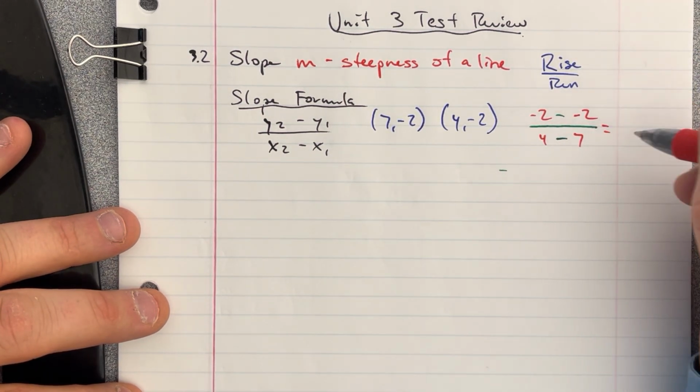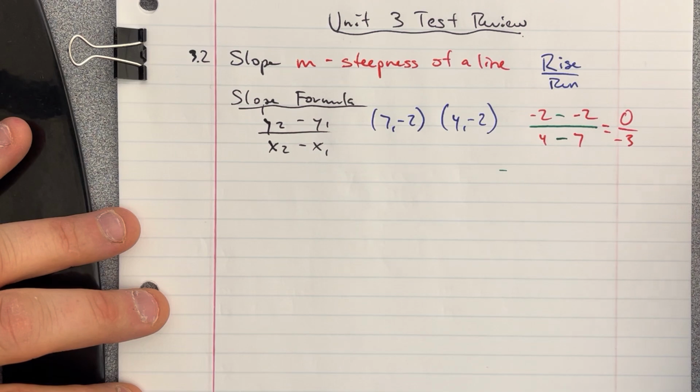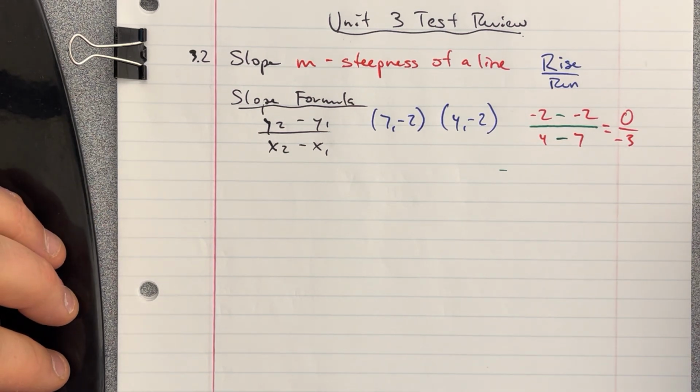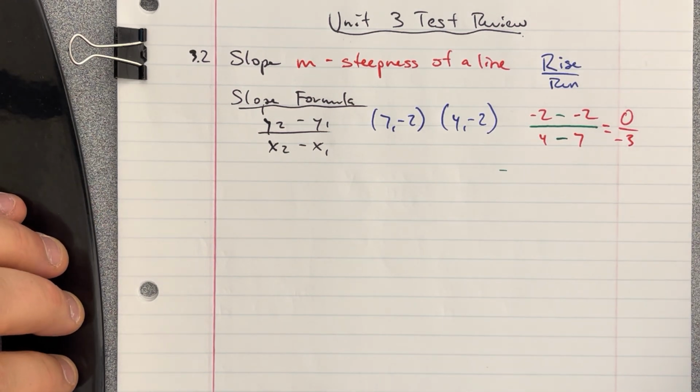So if I calculate here, -2 minus -2, that's 0, and then 4 minus 7 is -3, so 0 over -3. So this information has a rise of 0 and a run of -3, so I'm just going over 3 times to the left and not going up. So this would be a horizontal line on a graph. All right, and that's pretty much most everything that we talked about with slope.